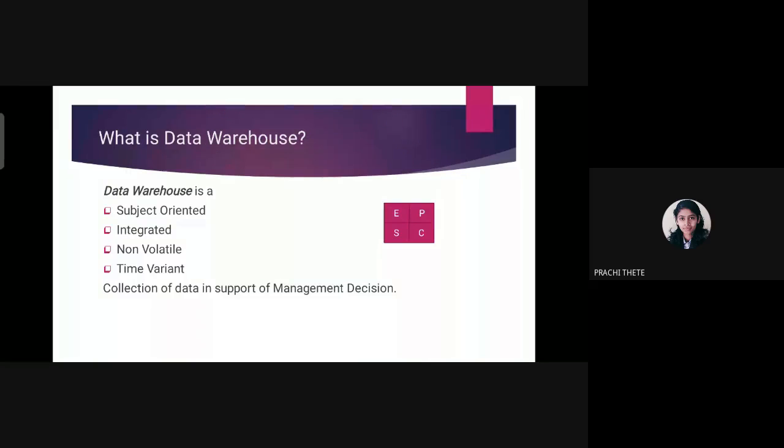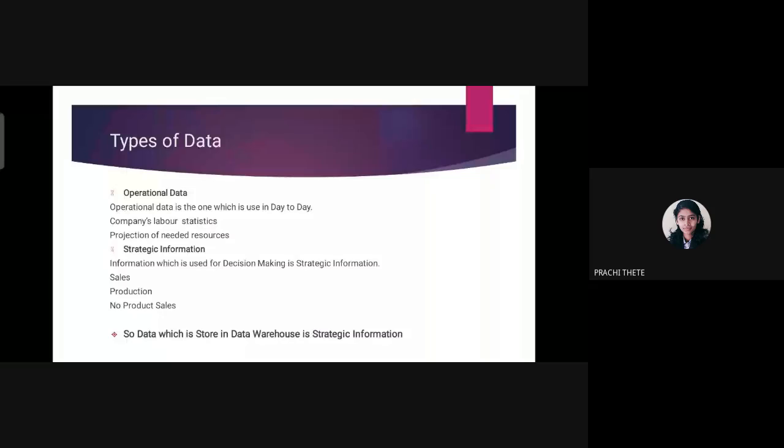Next, types of data. There are two types of data: operational data and strategic information. Operational data is the one which is used in day-to-day life, for example, company labor statistics and projection of needed resources. Strategic information is information which is used for decision making, and the examples are sales, production, and which product is not sold.